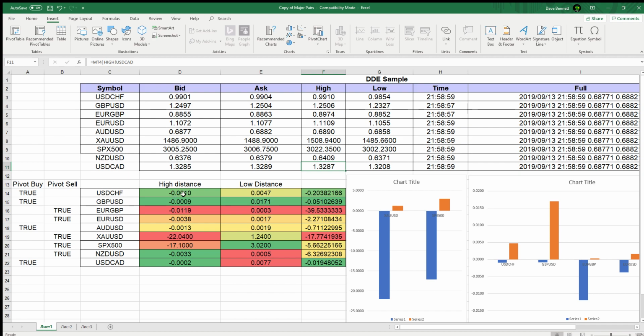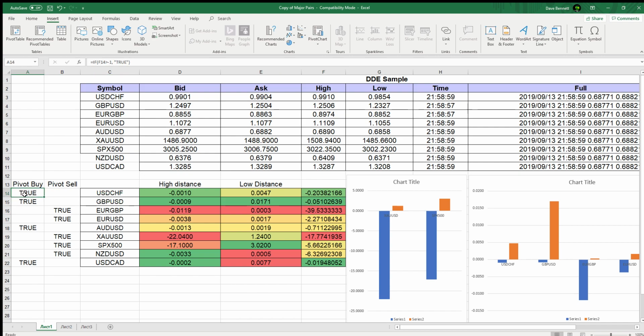be a buy because we're closer to the high than we are from the low. You see, we're 10 pips from the high, but 47 from the low, and that's why that's green. Now, the euro pound fell 119 pips from the high, and we're only 3 pips from the low, and that's why that's red.